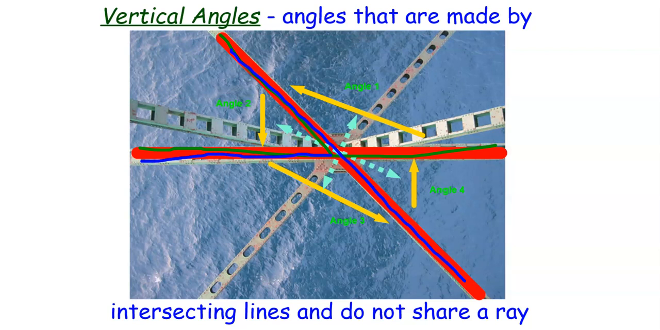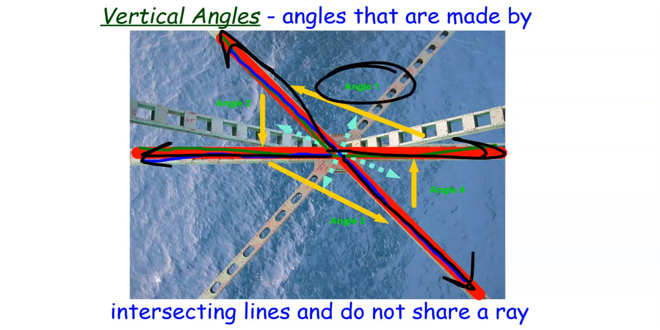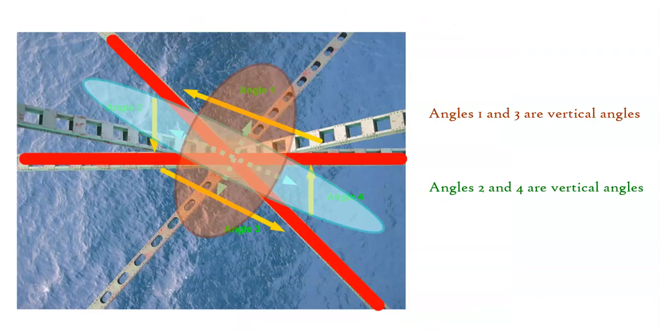But angle 1 and angle 3, although they have a common vertex, do not share any rays, and they are made by the same set of intersecting lines. And both of those are critical. They need to have no common rays, and their rays must belong to the same two intersecting lines. When that happens, they are called vertical angles. So angle 1 and angle 3 are vertical angles, and angle 4 and angle 2 are vertical angles.